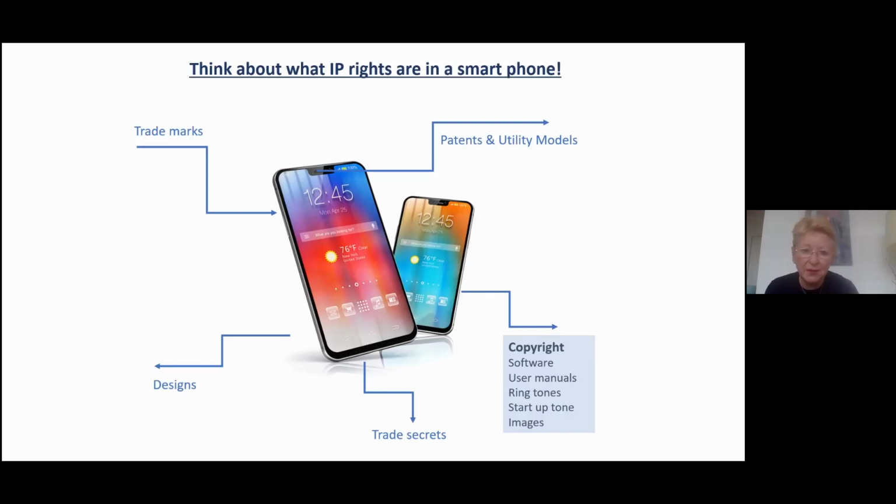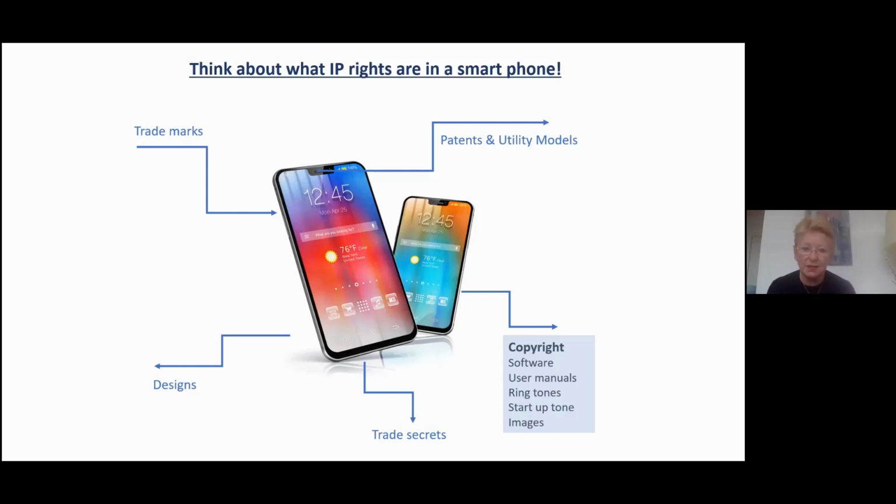So for a starter, in the smartphone, you've got trademarks in the name of whether it's an Apple or a Samsung. You've got trademarks in the name of the manufacturer. You've got patents and utility models in the way that it works. You've got copyright in the software, user manuals, ringtones, startup tones, images. And also there are the trade secrets under any brand, for example Apple or Samsung, that really make part of the intellectual capital of that country. And obviously the design is the look and the feel of that smartphone.